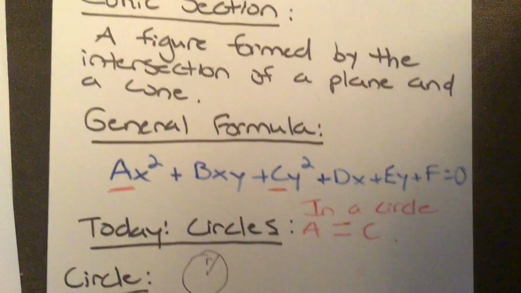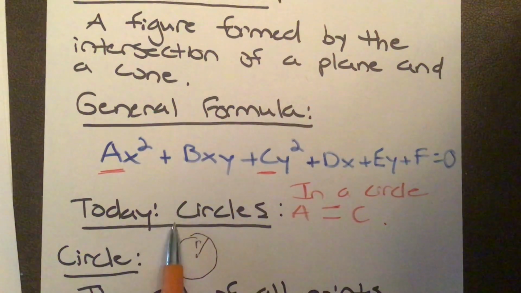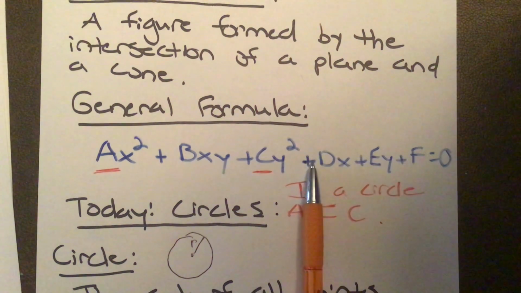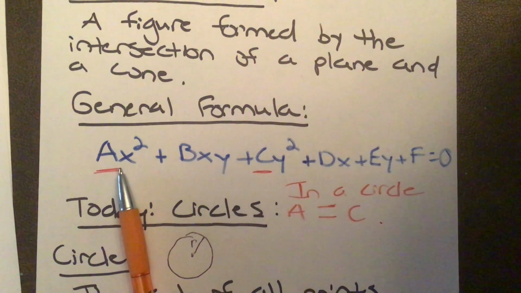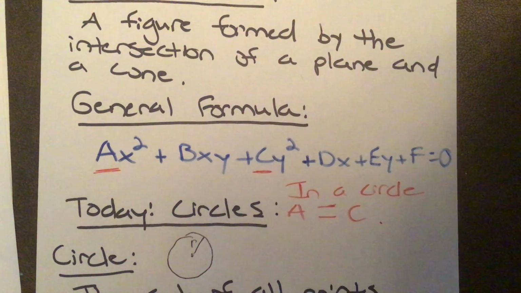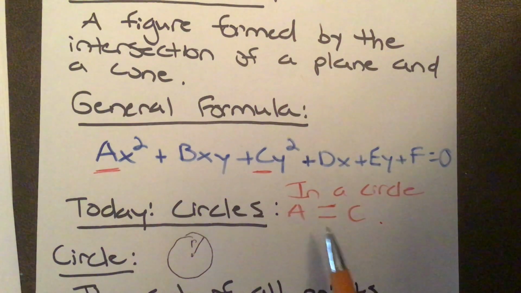Here is the general formula for all conic sections. Obviously these letters will be replaced by constants or numbers, and the way that this formula looks is going to help you determine the type of conic section that's being described. So this won't seem as overwhelming as it does right now.